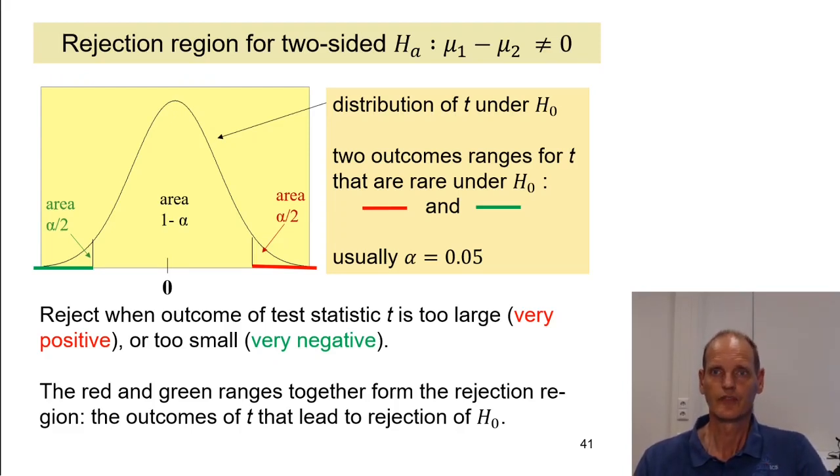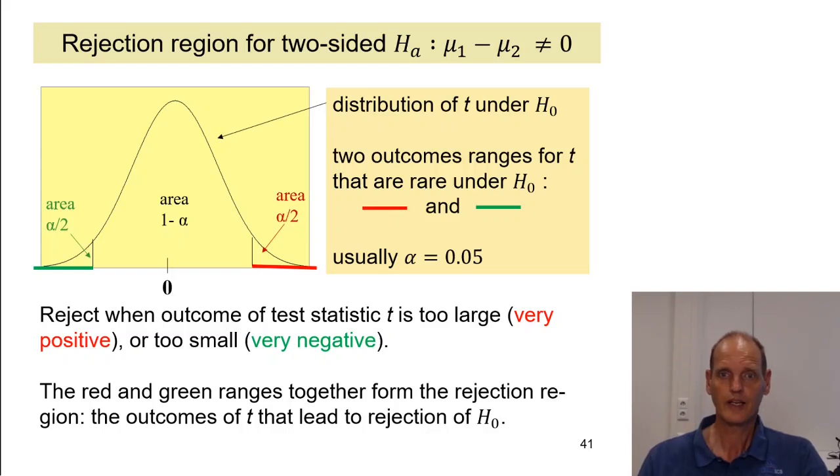Then, rejection region for a two-sided alternative. Suppose that we had mu1 minus mu2 is not equal to 0. Then we would still have the same distribution of t under the null hypothesis, but if mu1 minus mu2 is negative, then t would shift to the left. So this distribution would shift to the left. If mu1 minus mu2 is positive, the distribution shifts to the right. So we want to be defended against both cases, so we reject for strongly negative t and for strongly positive t.